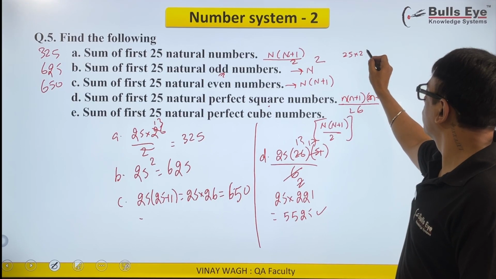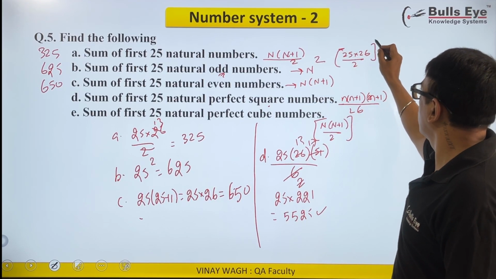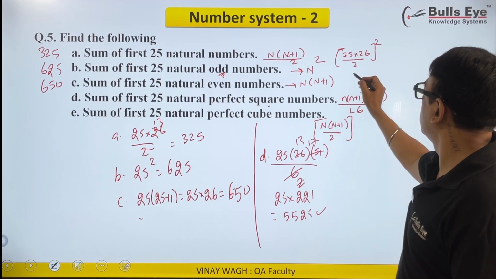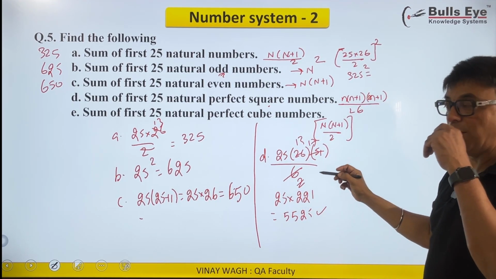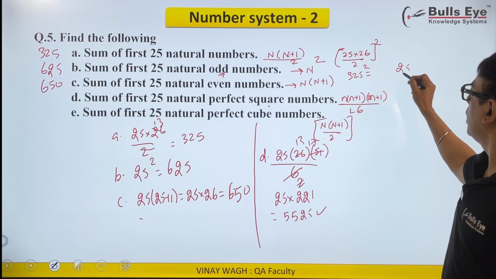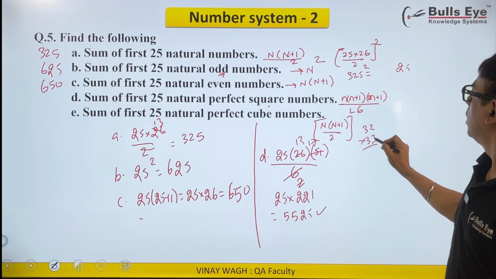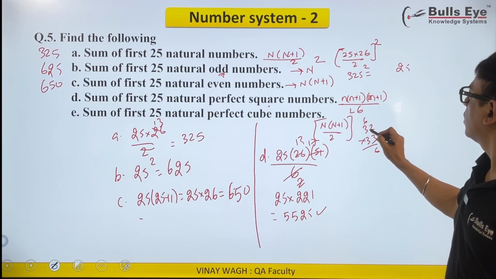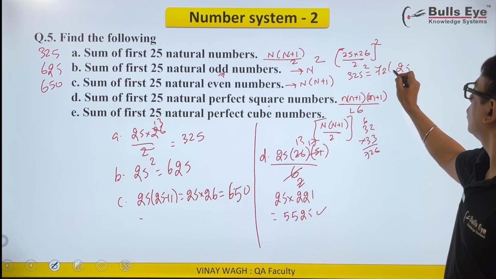And sum of the first 25 natural perfect cubes, it is the last one, that is n into n plus 1 divided by 2. We've already done that. We have to take the square of that, and how much is that? 325. So square of 325: 5 into 5 is 25, and 32 into 33. 33 2s are 66, 66, 72, 72625.